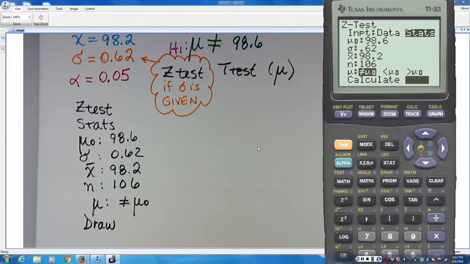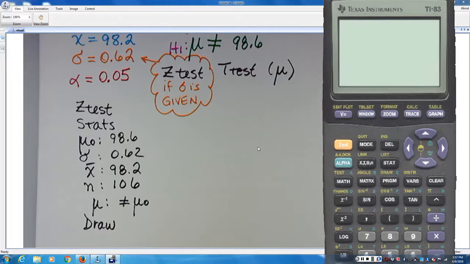So there's your work. That shows me what you did and what you plugged in for everything. So we'll get the picture. Anybody see any shading on that curve? What does it say P is? P is 0.